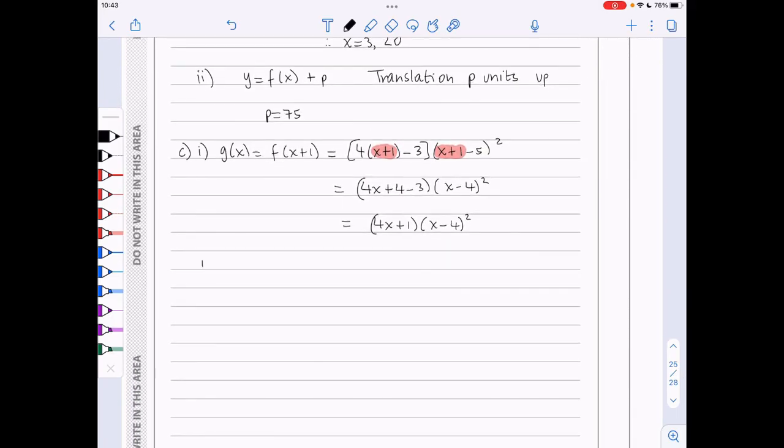And then the II part, hence or otherwise find the y-intercept of the curve, where the y-intercept simply means that the x must be 0. So when x is 0, we get that g of 0 is 0 plus 1 brackets 0 minus 4 all squared, which is 16. And therefore the point through which we cut the y-axis is 0, 16.